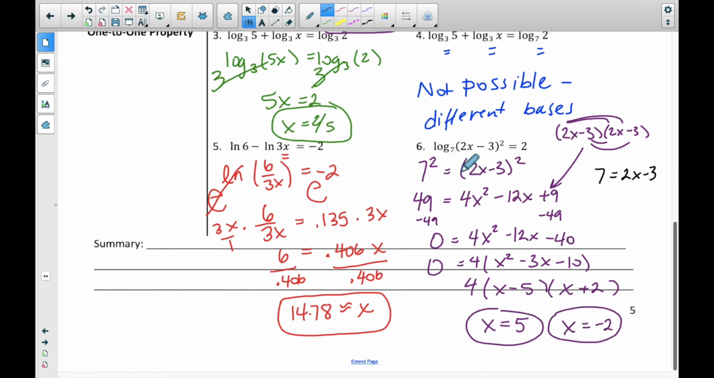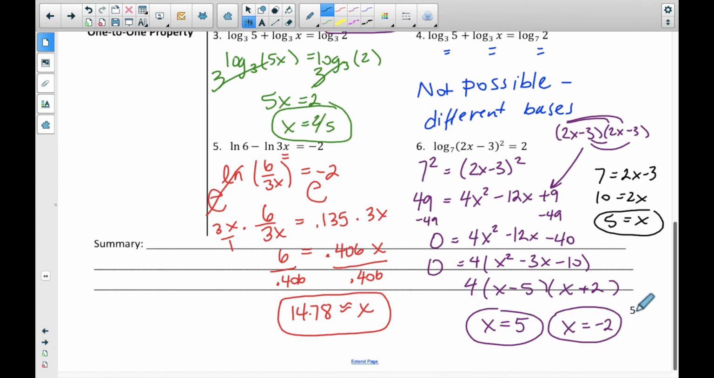Okay, but if I did it the way I was talking about at the very beginning, and I didn't work it all the way out, and I just set 7 equal to 2x minus 3, what would we get if we did it that way? We would add 3, we would divide by 2, and we get x equals 5. Okay, I do it this way, I get one answer. I do it this way, I get two answers. Which one is right? Well, they both have a 5, so we're thinking the 5 is right for sure.